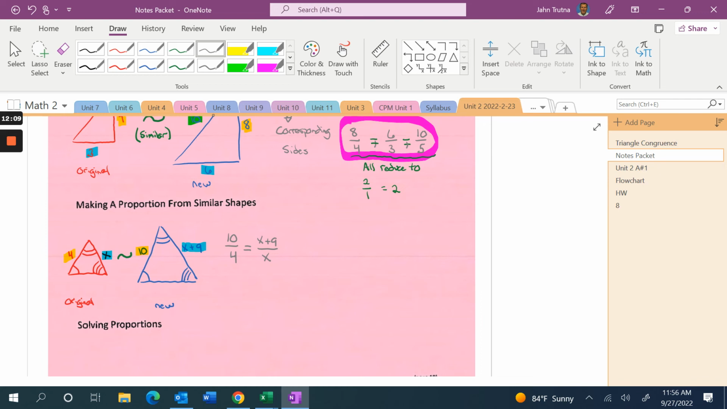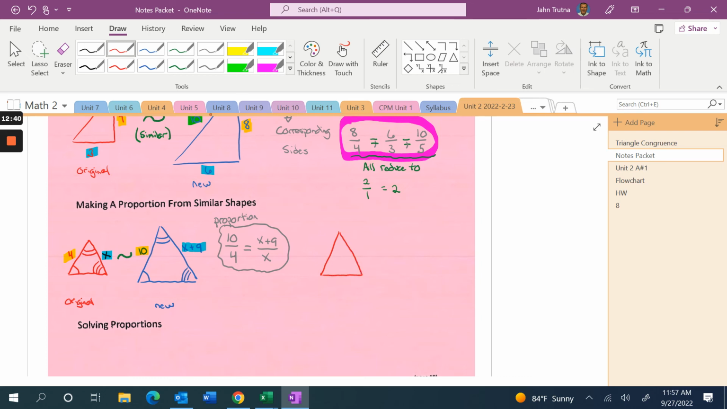Okay, so this right here, when it says making a proportion, this equation right here is what is known as a proportion. Okay, so remember, a proportion is just when you have a fraction, like 10 over 4, equal to another fraction, like x plus 9 over x. All right, let's do it again. Let's do another example where we're just going to write the proportion, comparing the two shapes to each other.